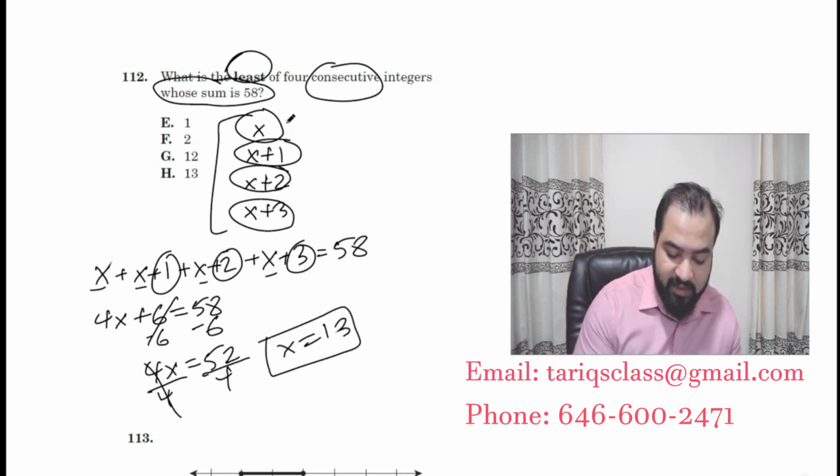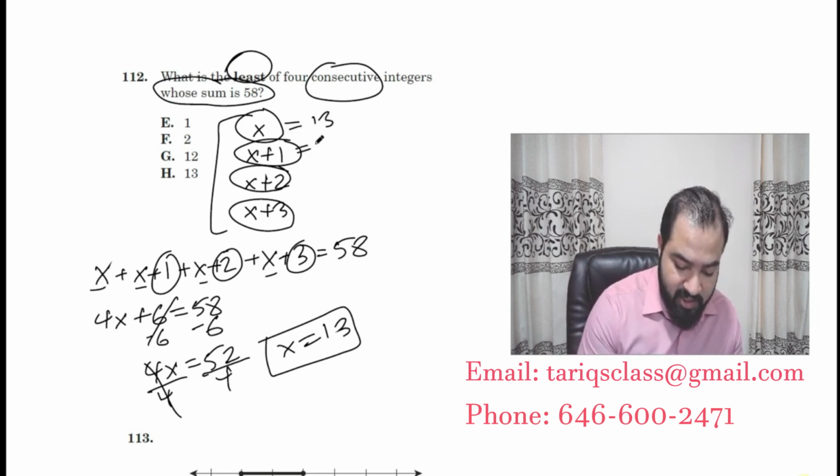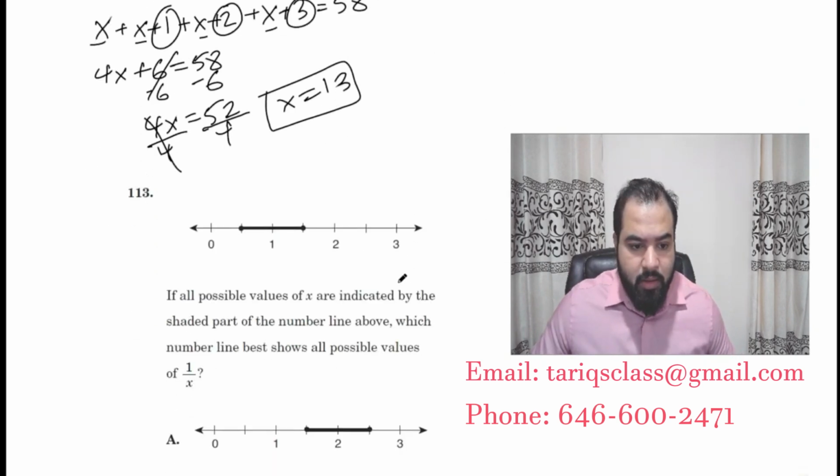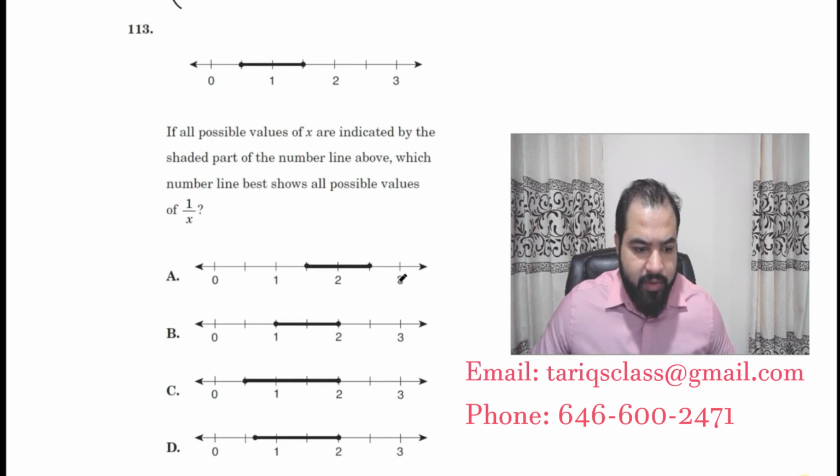Now they say what is the least of the 4 integers? So if x is 13, the integers are 13, 14, 15, and 16. The least among them is 13. So the answer is 13.